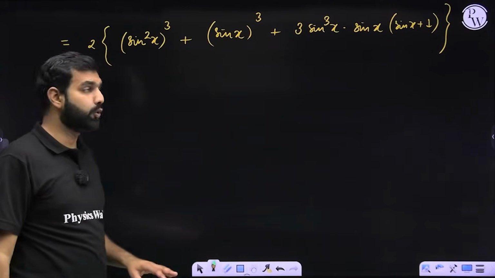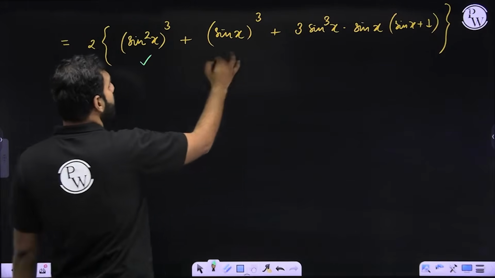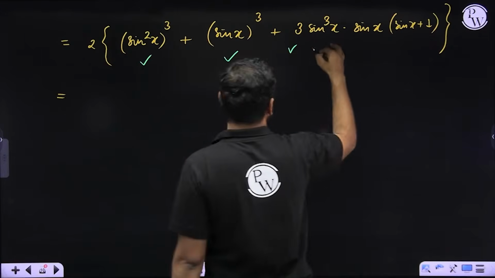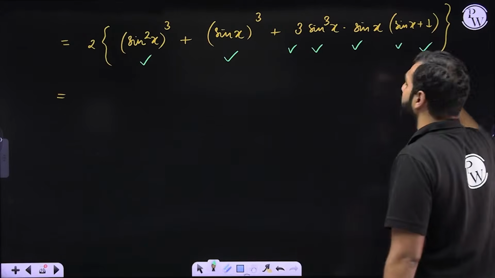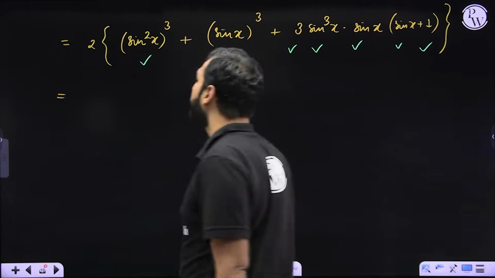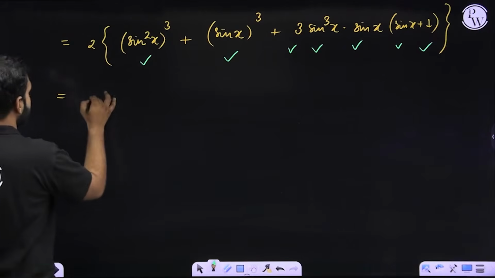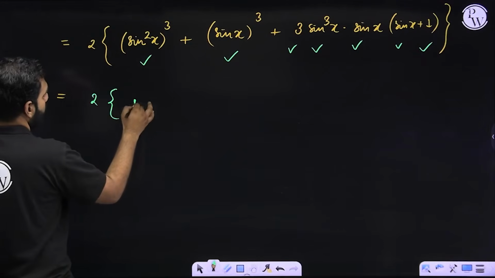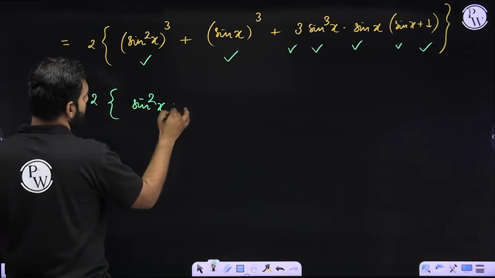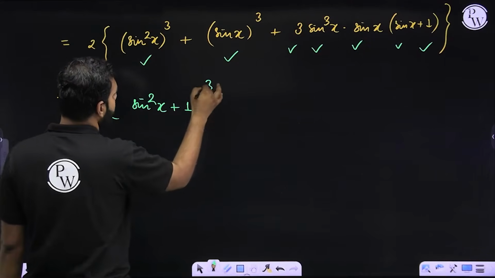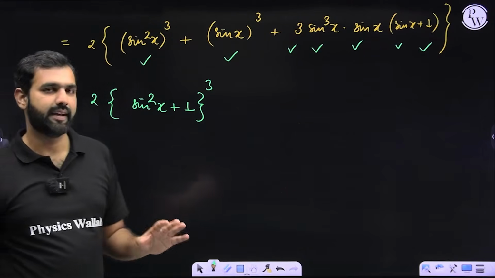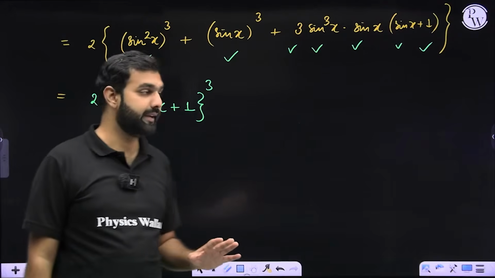Are you not able to notice? It is a cube plus b cube plus 3ab times whole of a plus b, which is a plus b whole cube. So will I not write it as 2 times a plus b whole cube? It is going to be sin square x plus 1 whole cube. Did you understand this entire result? Are you able to understand this completely and clearly?